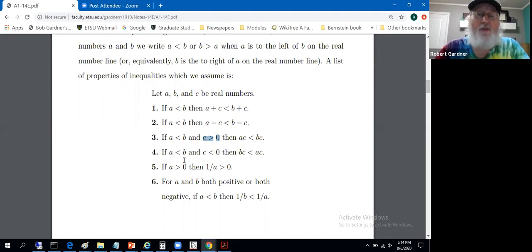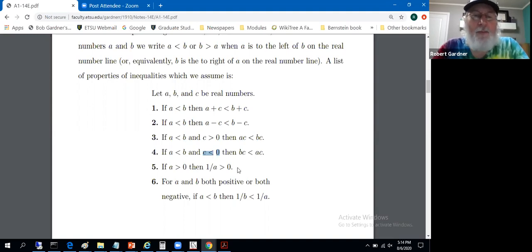Property 4, if A is less than B and C is less than 0, well, saying C is less than 0 is equivalent to saying C is negative. And we get B times C is less than A times C. When you multiply both sides of an inequality by a negative, that inequality is reversed. Notice we've got the A on the left and the B on the right. Initially, over here, we've got the B on the left and the A on the right. So they've swapped sides. The inequality's been reversed when you multiply both sides by a negative.